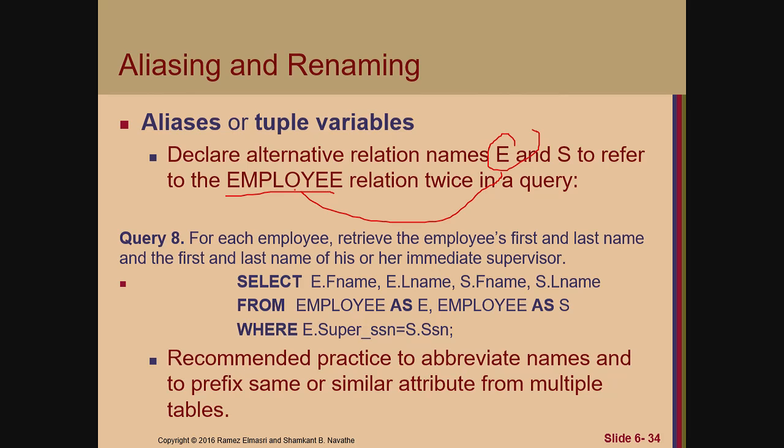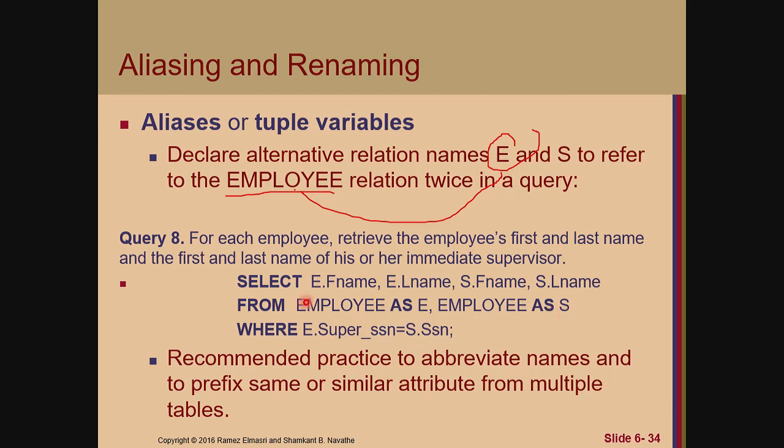For example here, query add. For each employee, retrieve the employee's first and last name and the first and last name of his or her immediate supervisors. Okay, anyway, this one is self-relation. This one is from the same table. Okay, employee. So we have to duplicate them and separate the relation using alias names. Employee as E and the other employee as S.